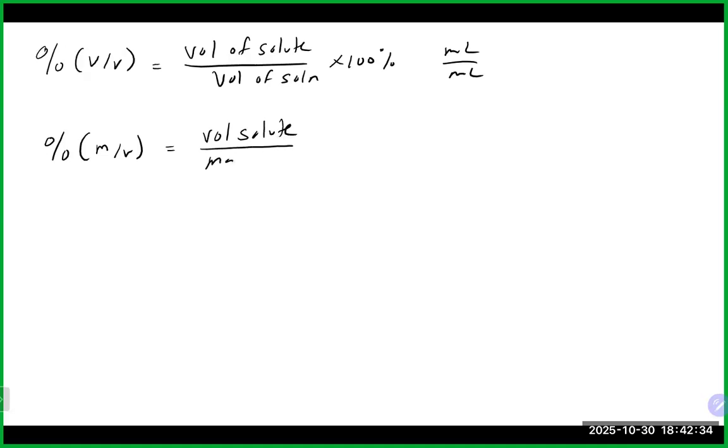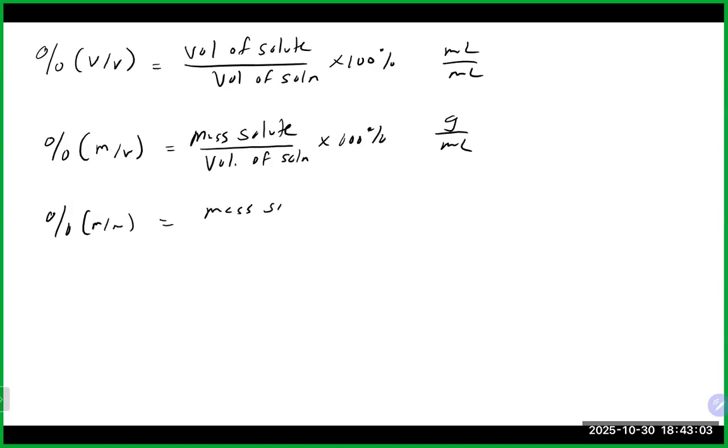So there's also percent mass to volume, M/V, and that is the volume of solute over the mass. I'm sorry, I went backwards on that. That is the mass of the solute over the volume of solution times 100%. This is almost like density, with grams typically over milliliters as the units. And along with the one we have been doing here, which is mass to mass, the mass of our solute over the mass of solution times 100%, and that's grams over grams.